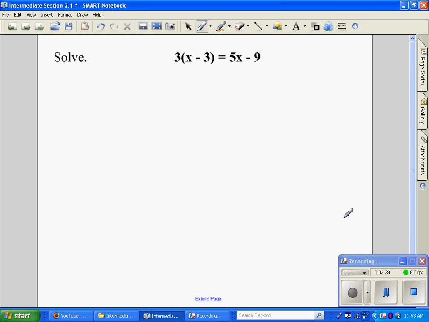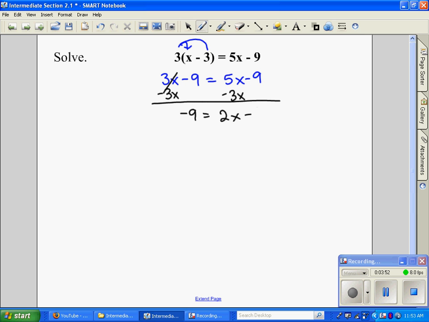Our next example, we want to first of all simplify by distributing our parentheses. So we're going to get 3x minus 9 equals 5x minus 9. I want to move all the variables to one side, so I'm going to move this one over. Subtract 3x from both sides. You get negative 9 equals 2x minus 9. I want to get x by itself, so I want to move the constants over to one side, so now I have 0 is equal to 2x. Divide both sides by 2, and 0 is equal to x.